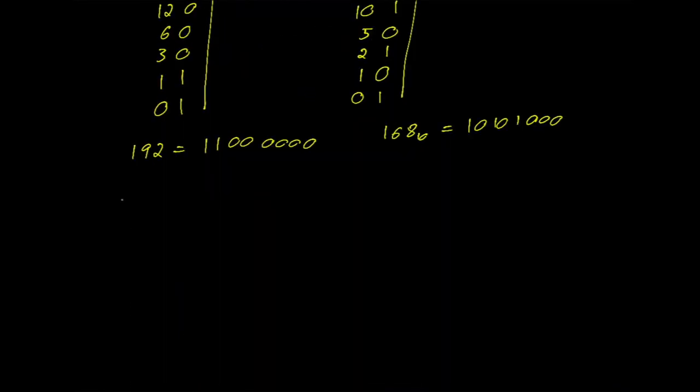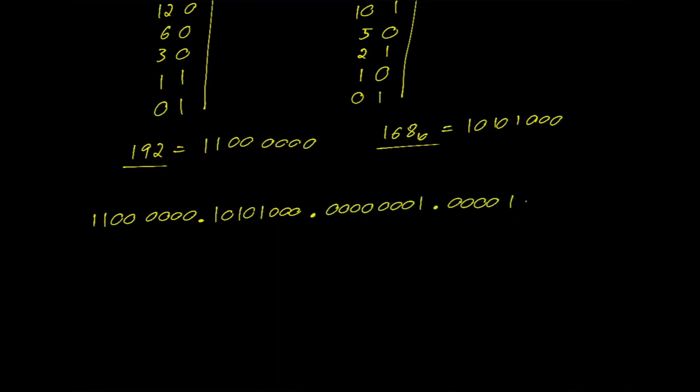So we can come down here and we can write our IP address in binary. 11000000. That takes care of that decimal. That takes care of that. I believe the next one was the number 1. And then finally 8. So there you have it. 192.168, decimal 1, decimal 8.